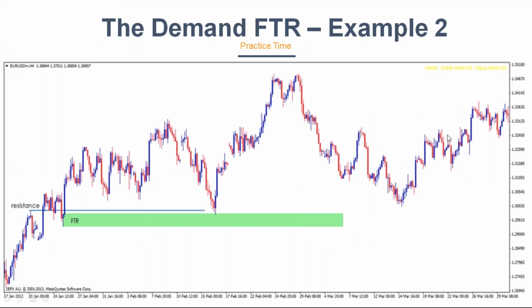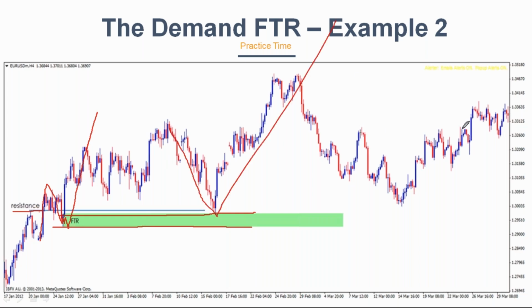Similar thing. Now there is a resistance. Price broke that resistance, came down, formed a base, zoomed up. So this is the FTR zone. And when price came to that zone, it kissed and bounced.